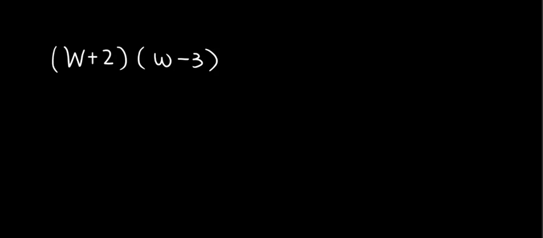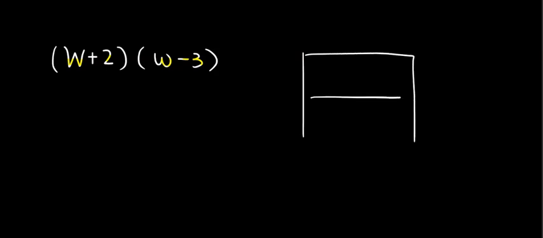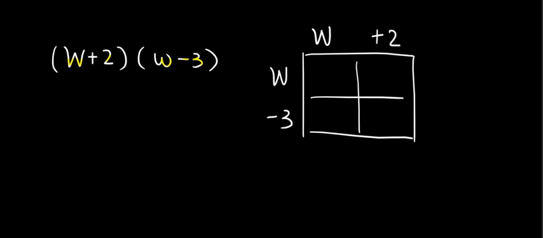Let's continue. We're going to use a table method to find the product of these binomials. The first one is a binomial w plus 2. The next one is binomial w minus 3. Let's build a box. And on top of the box, I'm going to write a w, then add 2. And next one, I'm going to write a w minus 3.